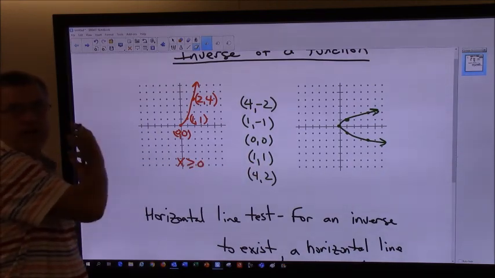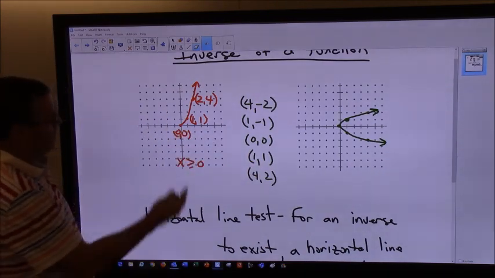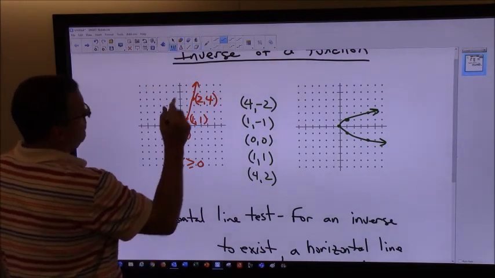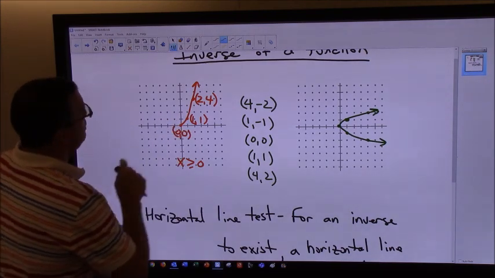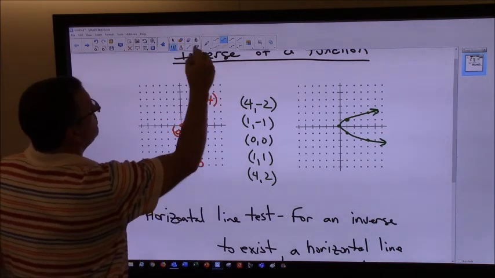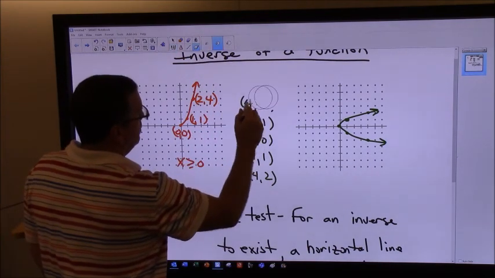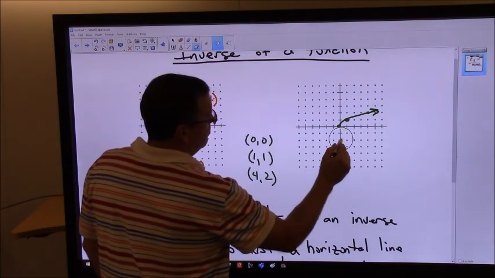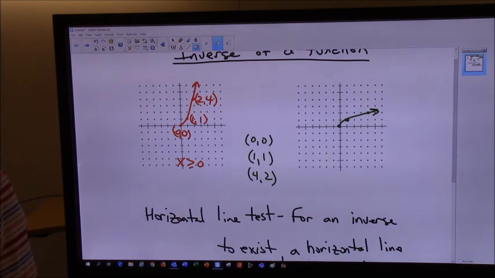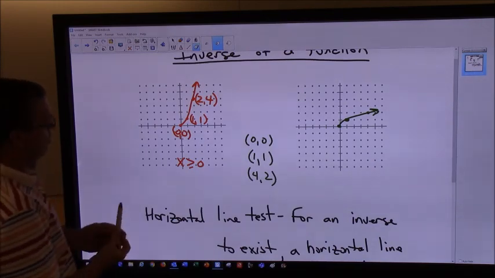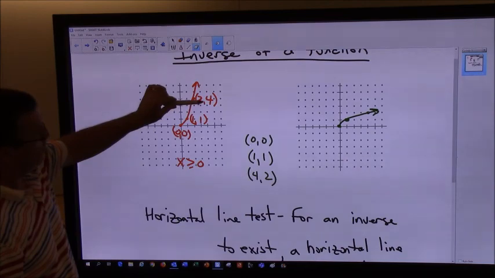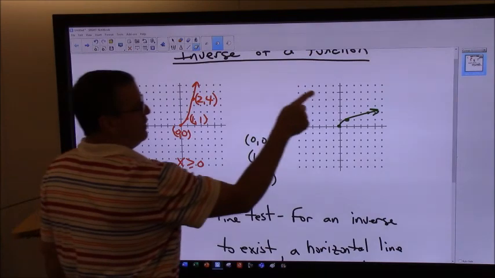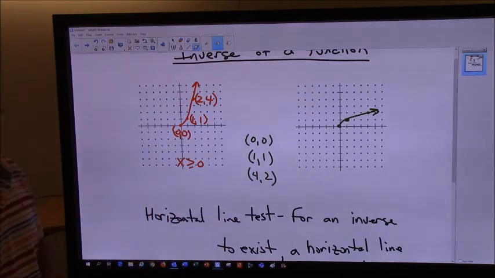Now I could have said the left side. Okay, it didn't matter which one I chose. I'll just keep things positive. And so we're only going to focus on the right side of the parabola. And so what that means is I need to eliminate some of these points. I need to get rid of both of those, which means I'm going to get rid of part of the graph down here. And so now what we could say is a horizontal line only touches this graph in one point at a time. Therefore, there is an inverse, and the inverse looks like this right here.